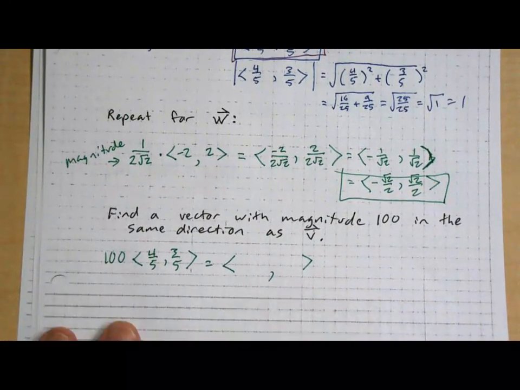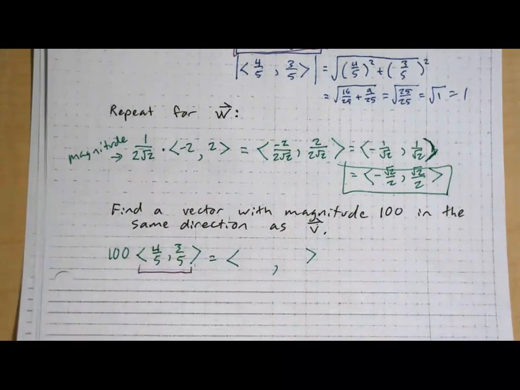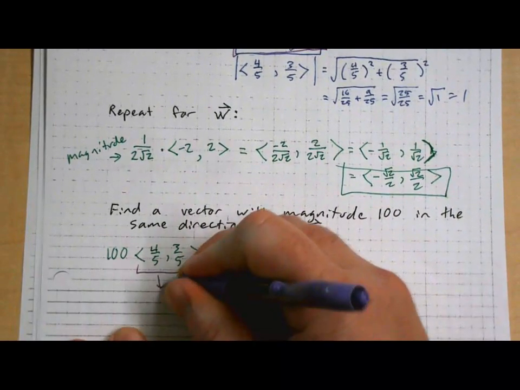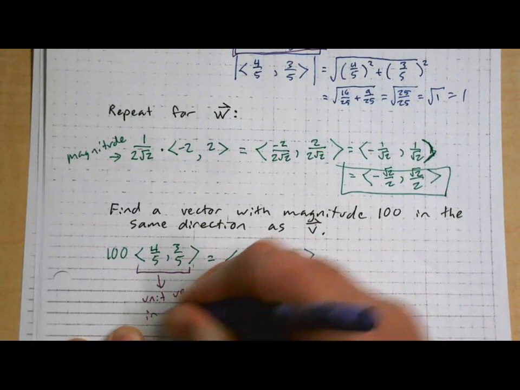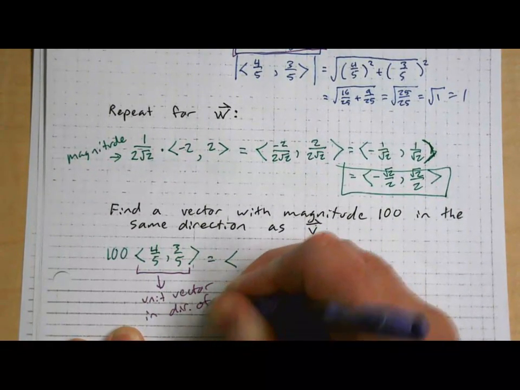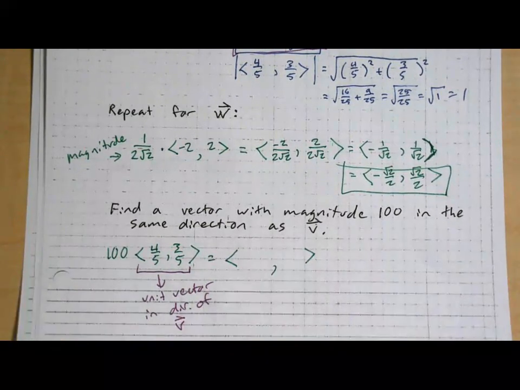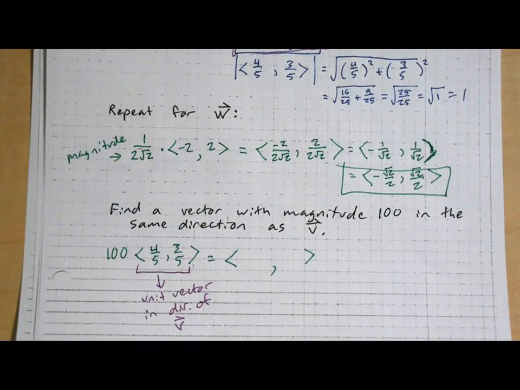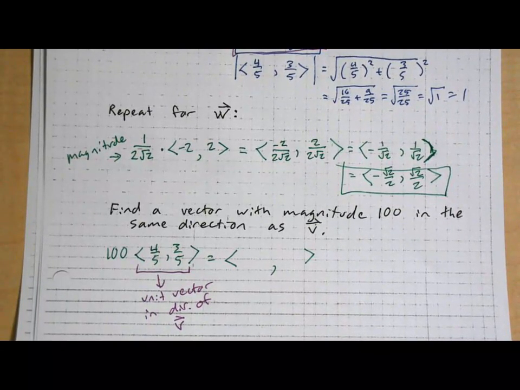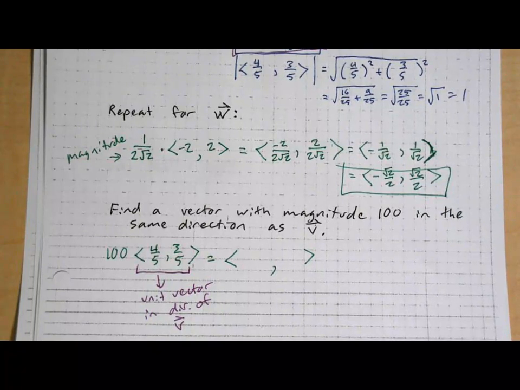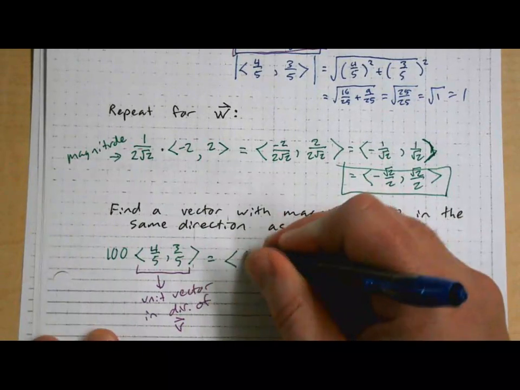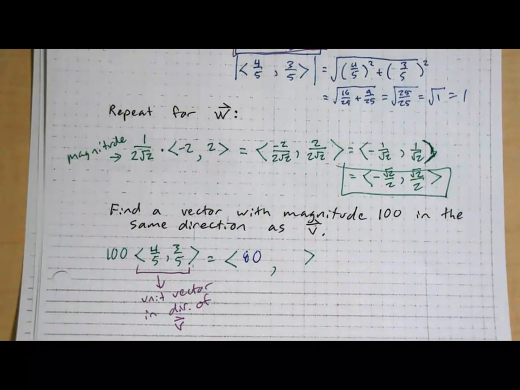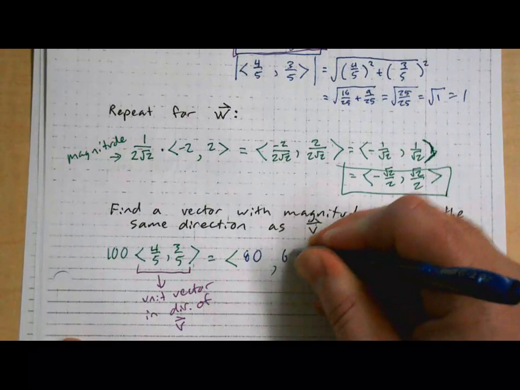And let's label this. Please label what you're doing here. This was the unit vector in the direction of vector v. So let's see, 100 times 4/5. 4/5 of 100 would be 80. And 3/5 of 100 would be 60.